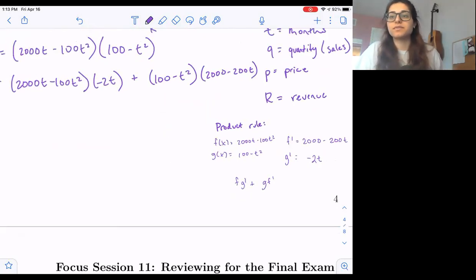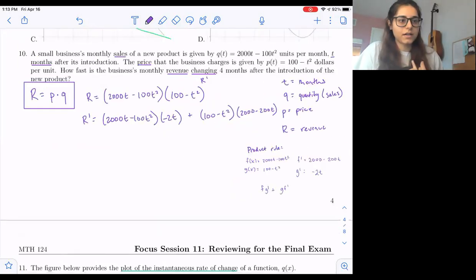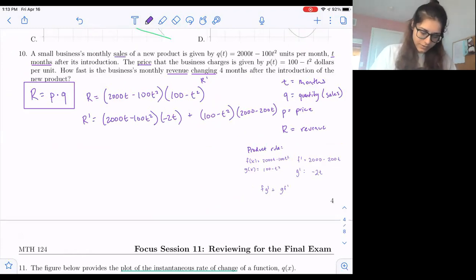You want to memorize those rules, by the way. Product rule, quotient rule, power rule, you should already know. Chain rule, that one's really important. There's probably a couple more, but those are examples of what you can put on your formula sheet to memorize. All right, where was I?